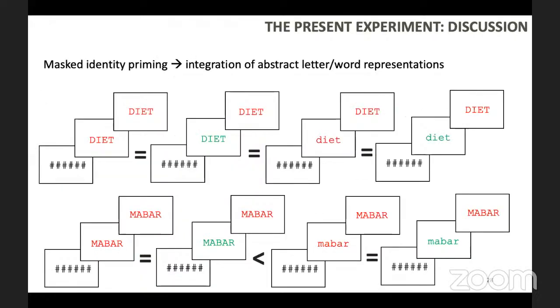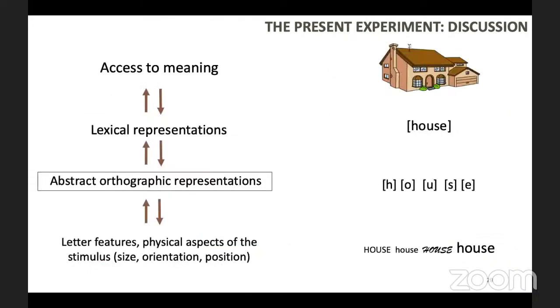Thus, our data suggest that the case dissociation between words and pseudo-words is fully dependent on the orthographic representation of uppercase and lowercase stimuli. Thus, it does not have a prelexical locus. That is, it arises on the basis of abstract letter and word representation.